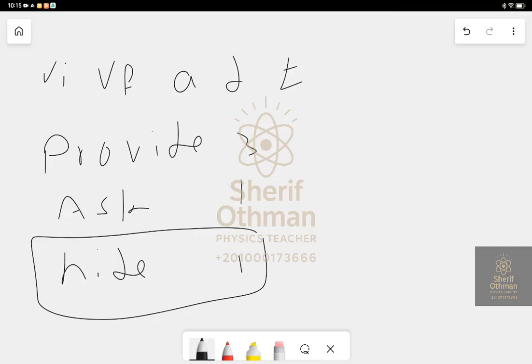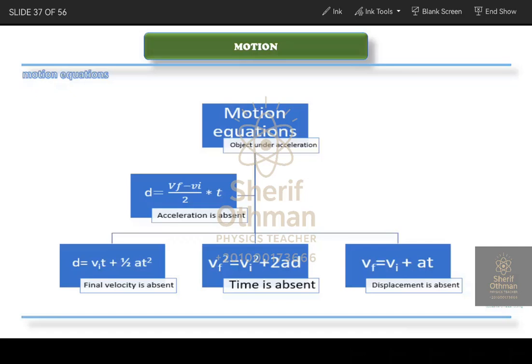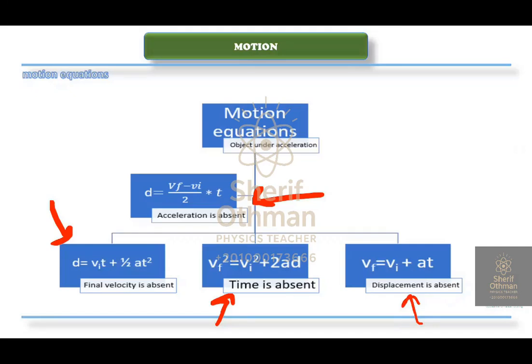So the one which is hidden is the key of solving. During the problem, if the acceleration is absent, I'm going to use simply this rule. If the final velocity is absent, I'm going to use this one. If the time is absent, I will use this one, and so on until the last equation. If the displacement is absent, I'm going to use this equation.